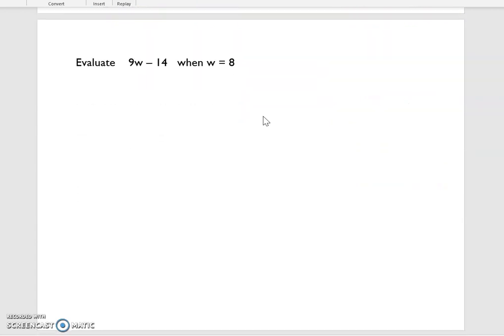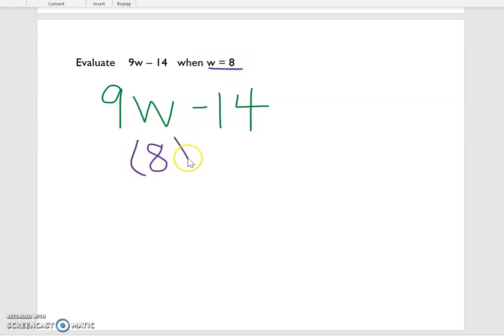So when I'm trying to decide which steps to take, I'm going to look for what the directions are telling me. Okay. In this problem, I'm evaluating, so let's figure out what it equals. I'll write this a little bit bigger, 9w minus 14. Okay, so I'm telling you what w equals here. And when I do that, I replace the 8 underneath the w. Nothing else about this problem changes if I'm evaluating it. So this still is going to be minus 14.